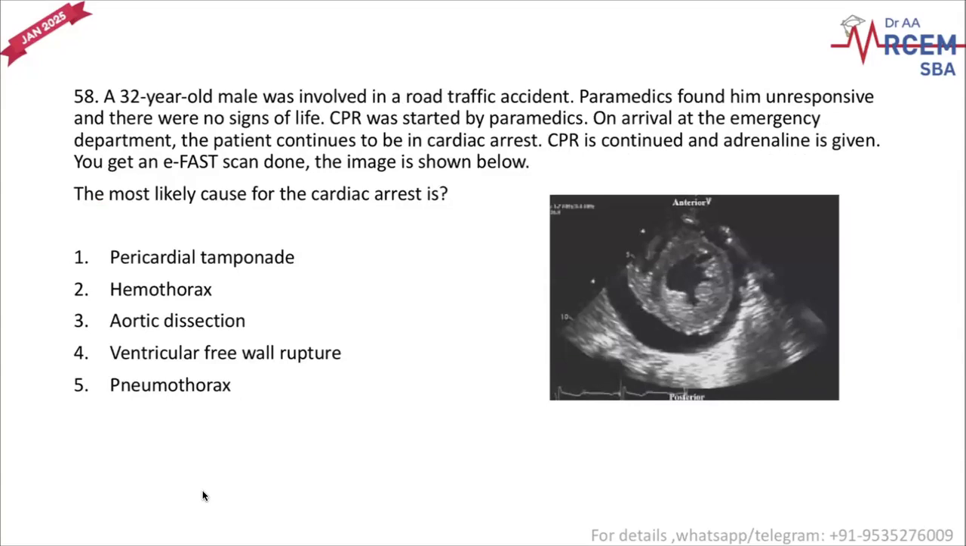Here, what you can see is free fluid around the heart. What view are we seeing? This is a parasternal short axis view, which we have learned in the cardiology chapter. Fluid around the heart is suggested by the black color present here. In a traumatic case, you always need to suspect tamponade. So it is a pericardial tamponade, also known as cardiac tamponade.